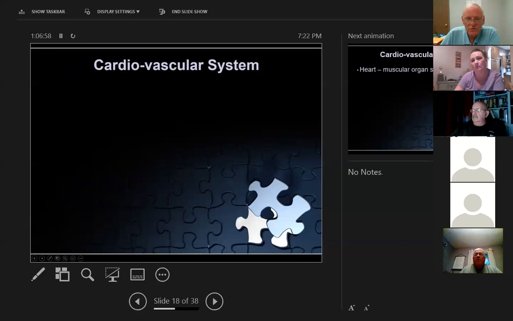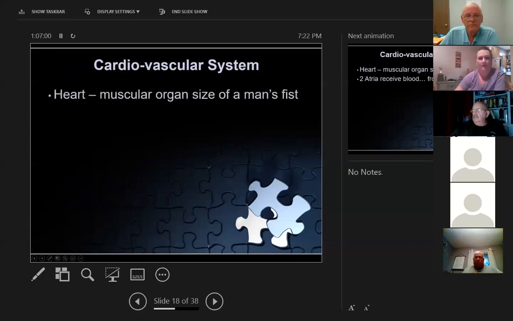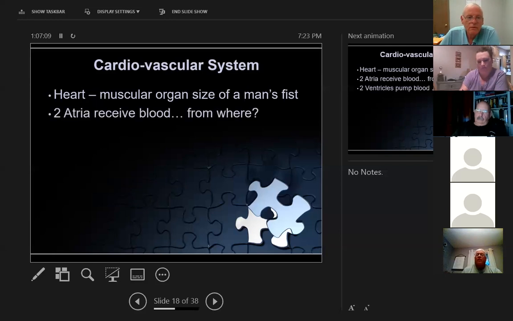All right, so let's talk about the structure, anatomy. Heart. The heart's a muscular organ. It's about the size of a clenched man's fist, okay? It can get larger if you have disease.